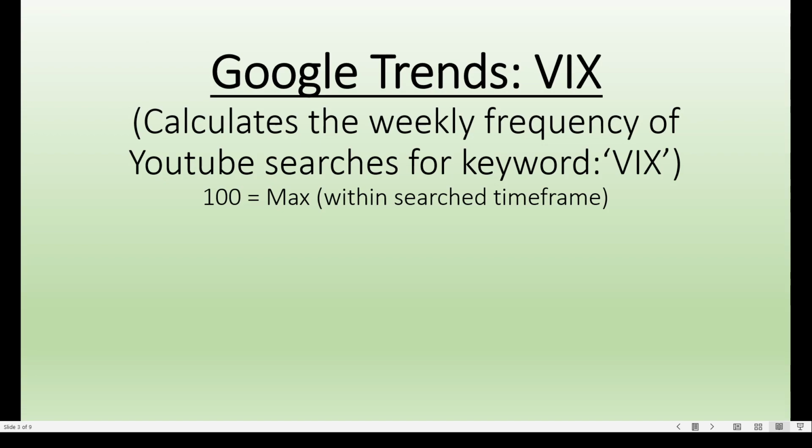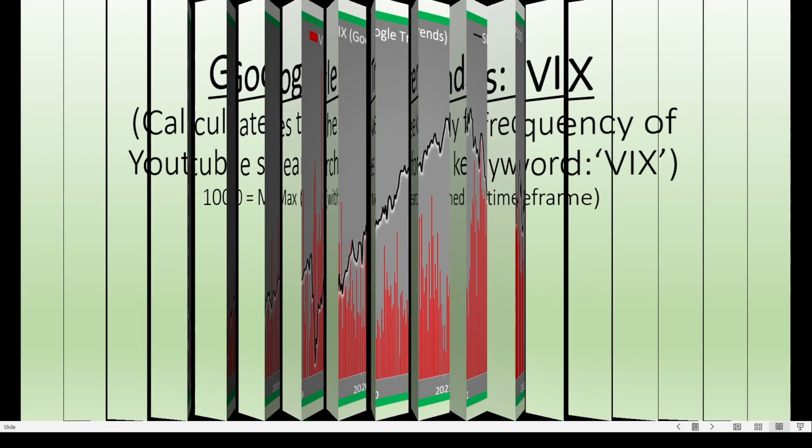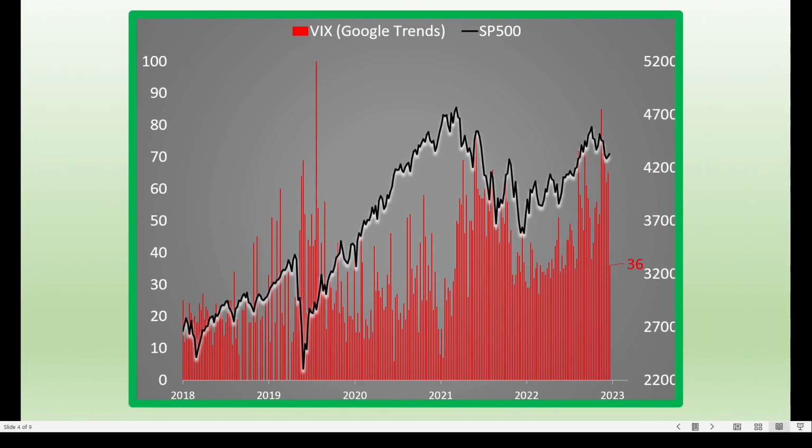Google provides statistics, data, as far as how often a certain keyword is searched. What this calculates is the weekly frequency in YouTube searches. Those of us looking in YouTube for videos about the VIX, the volatility index, also known as the fear index. It goes up when the stock market goes down, and it's measured on a scale of 0 to 100. 100 represents the maximum amount of times in a given time frame that this term was searched for.